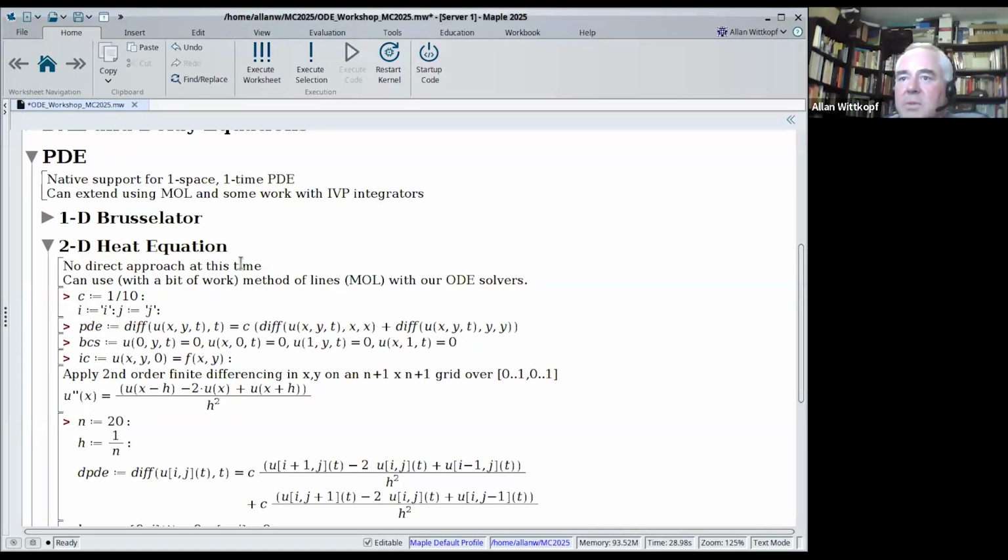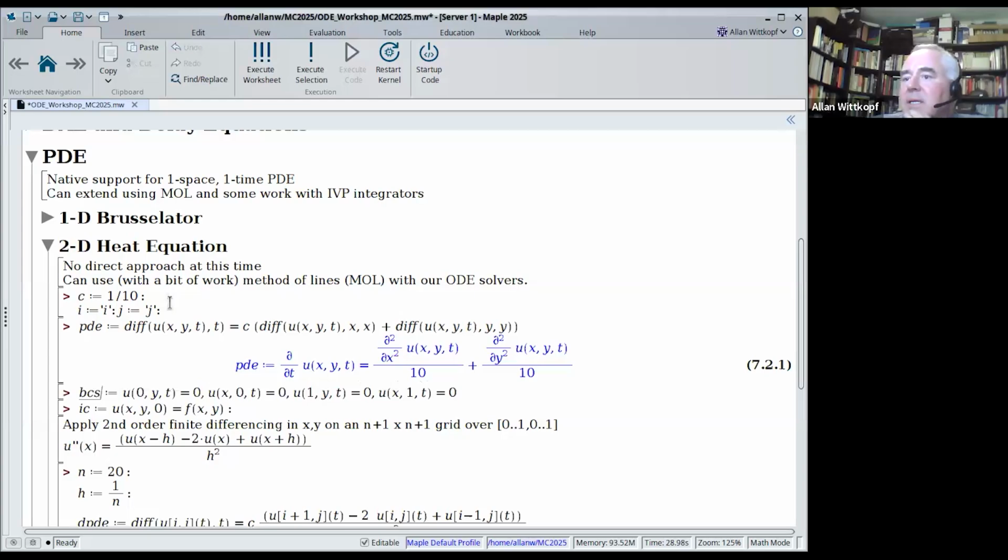So there is an approach one can use with a good bit of work on your end to do this, but it will allow you to use exactly what Samir mentioned, which was the PDE solve or using method of lines and the ODE solver to solve a 2D or a 3D problem in Maple. And so I'm actually going to solve here the 2D heat equation in Maple using method of lines. So this is the PDE in question.